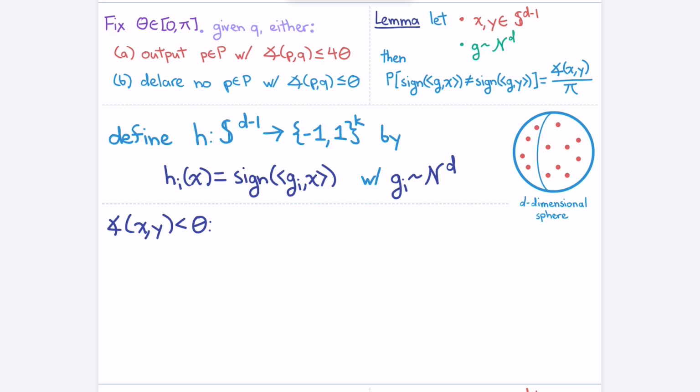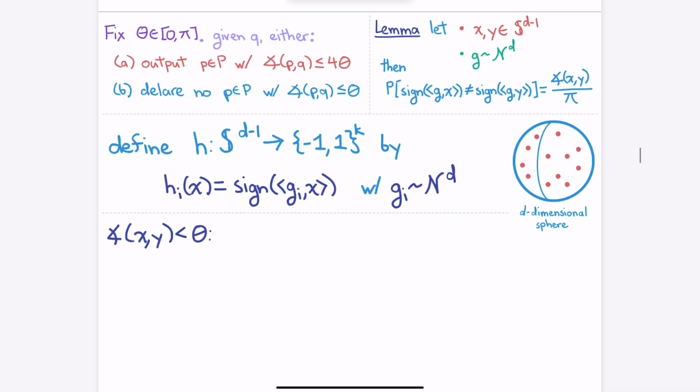Okay, I think what we're supposed to do here. Let's say I have 2 points x and y, and their angle is at most theta. You can think of it as equal to theta because that's the worst case. We want them to stay in the same bucket, right? So we should calculate the probability that they are in the same bucket.